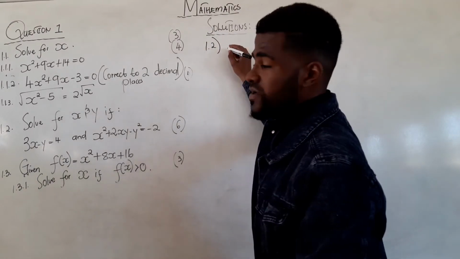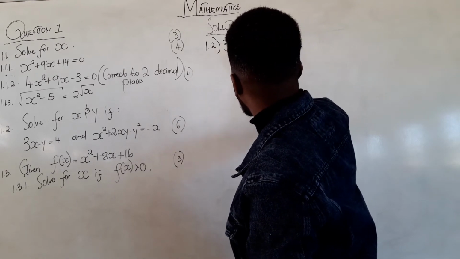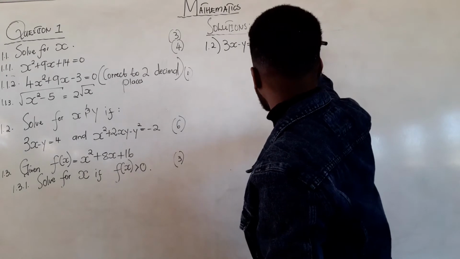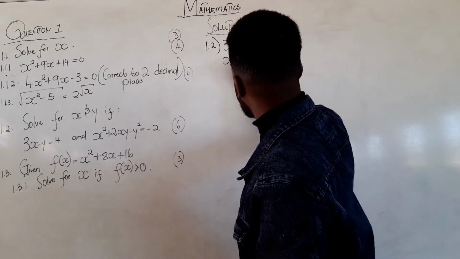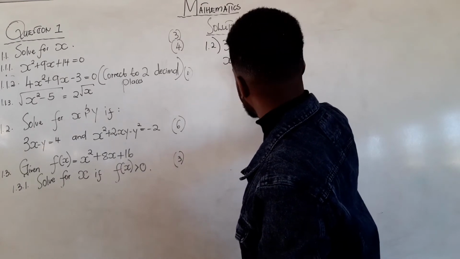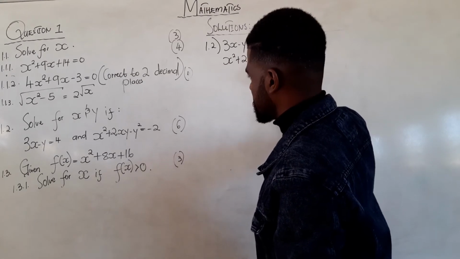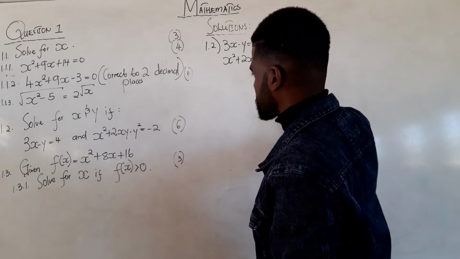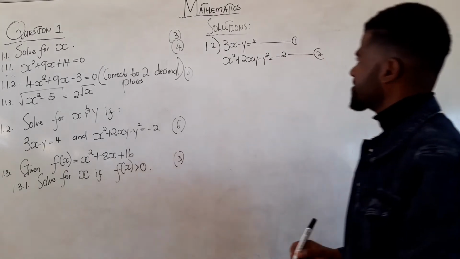1.2, 3x minus y is equal to 4. This is our first equation. Our second equation is x squared plus 2xy minus y squared is equal to negative 2, which is our second equation.